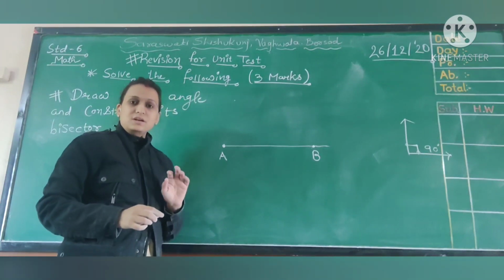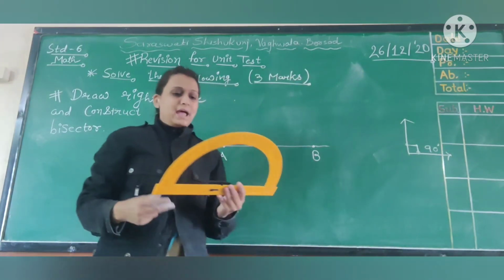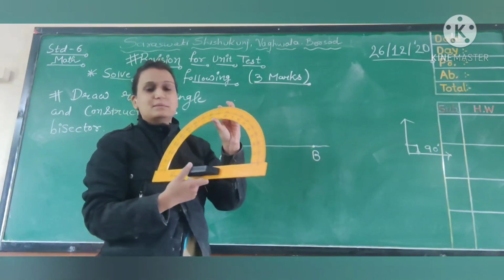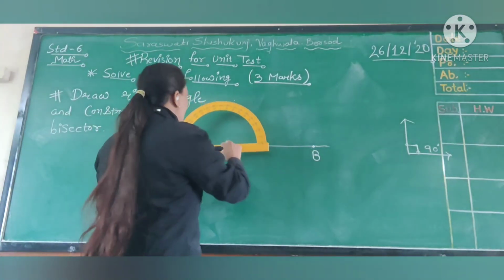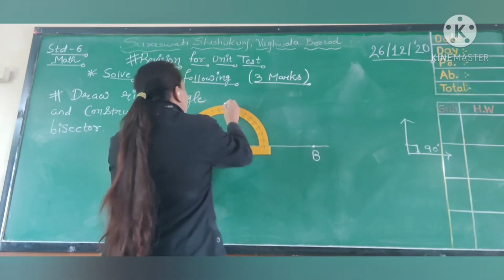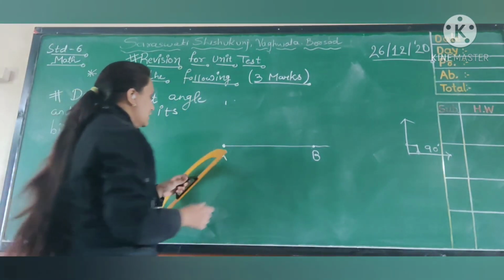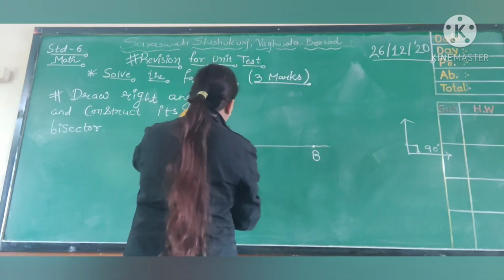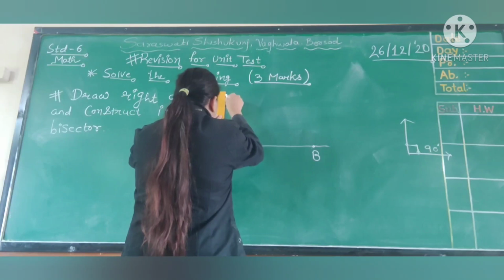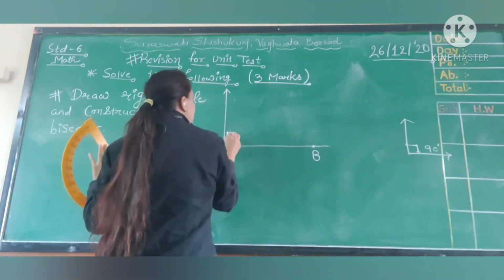Now we have to construct a 90-degree angle. With the help of a protractor, you have to mark 90 degrees. 90 degrees is exactly the middle one. So fix your protractor on line segment AB, then mark 90 degrees. So this is your 90 degrees. Now draw one straight line to connect these 2 points. This way you first draw the 90-degree angle.